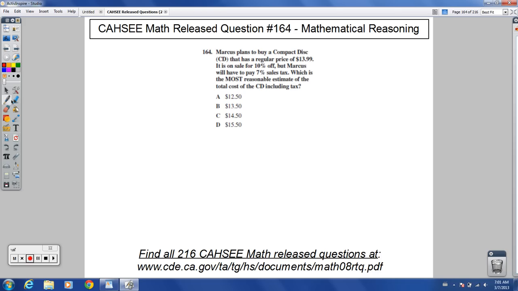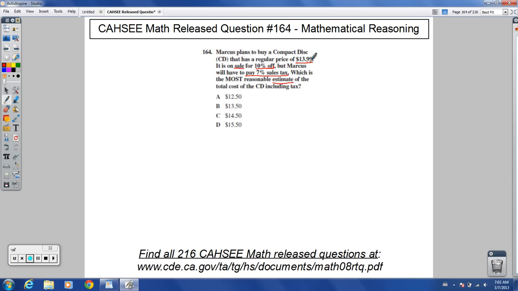So let's think about this one a little bit here. We've got this regular price. The price to start is $13.99. It's on sale though. It's on sale for 10% off, but you're going to have to pay a 7% sales tax. Let's underline those things first of all. So $13.99, it's an estimate, so let's underline that word too. It's an estimate. We can round some things off here as long as we're relatively close.